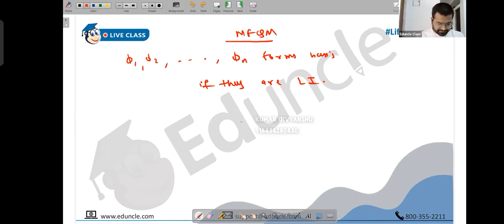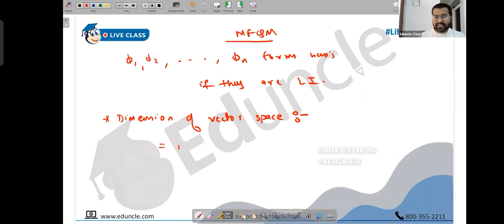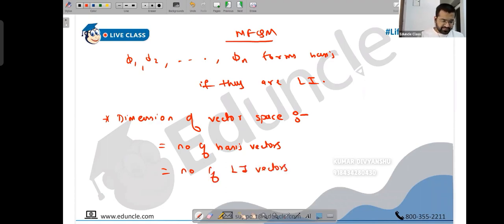Okay. So after that, I want us to define today's first topic, dimension of a vector space. It is similar to the rank of a matrix, basically. It is the number of basis vectors you have, or you can say the number of linearly independent vectors you have.